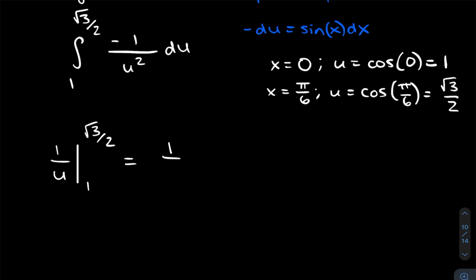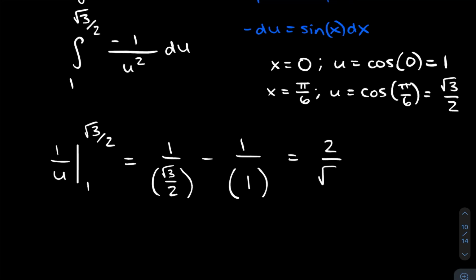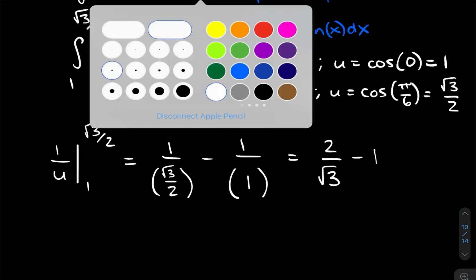So it's going to be 1 over, plug in the first bound, minus 1 over, plug in the second bound. First bound is rad 3 over 2. Second bound is 1. And so we get a 2 over rad 3 when we flip that first guy, and then this is minus 1. And yeah, guys, that right there is our answer.